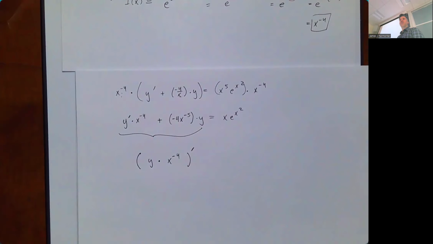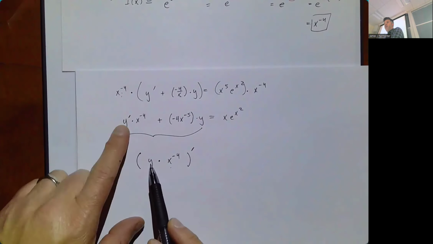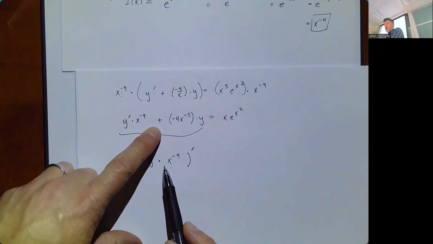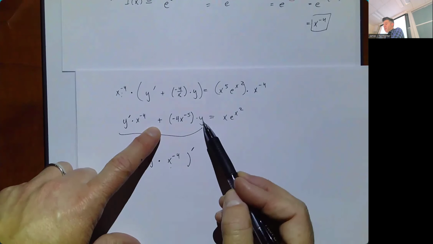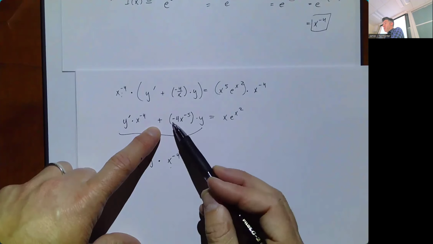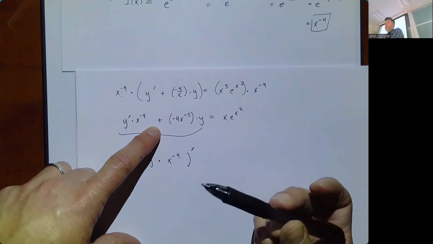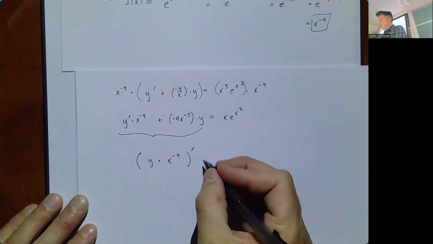Let's check that out and make sure that's true. If I use the product rule here, the derivative of y is y prime times you leave the x to the negative 4th alone, plus you switch it up, you leave the y alone, and you multiply by the derivative of x to the negative 4th, which is exactly negative 4 times x to the negative 5th. So that's what doing this is achieving for us.